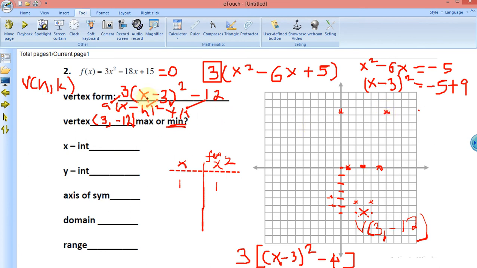When it is 6, I have 6 minus 3, and that is 3. 3 squared is 9. 9 times 3 is 27. 27 minus 12 is 15. So it's correct. So I'm cool now. I can complete my graph now, guys.